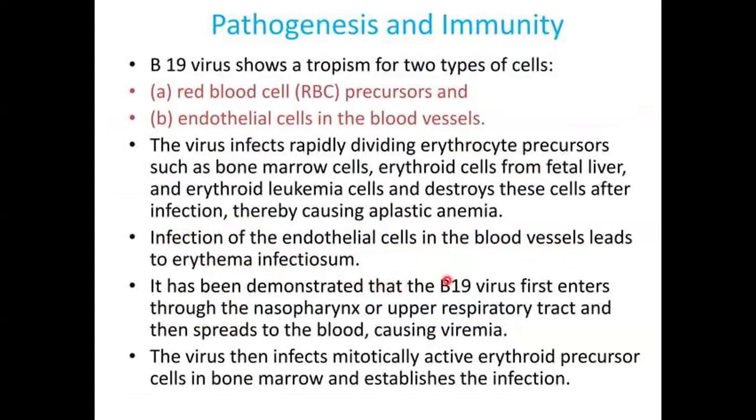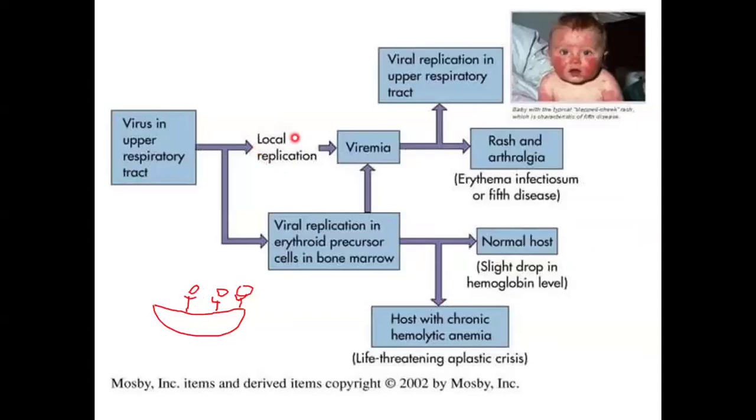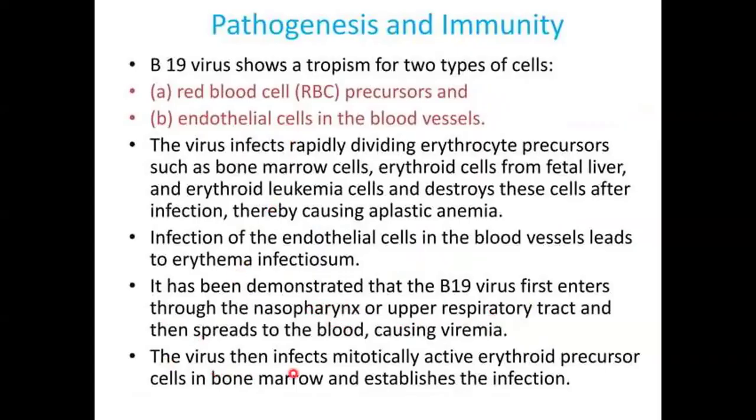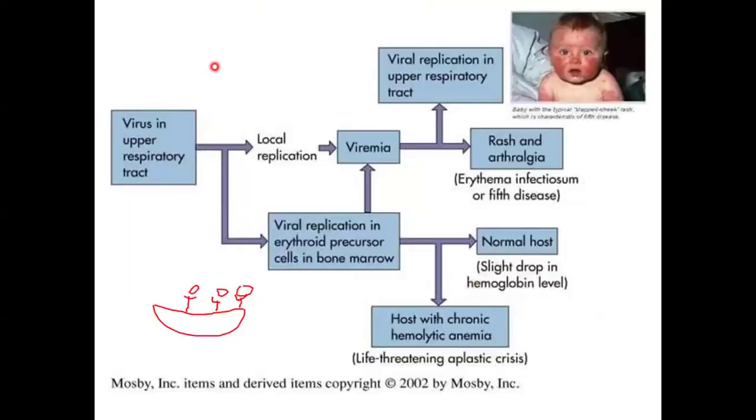It has been demonstrated that the B19 virus first enters through the nasopharynx or upper respiratory tract, then spreads in blood, causing viremia, as you can see in this arrow. The virus then infects mitotically active erythroid precursor cells in bone marrow and establishes the infection. Okay, so this is a very high-yield topic for you to understand.